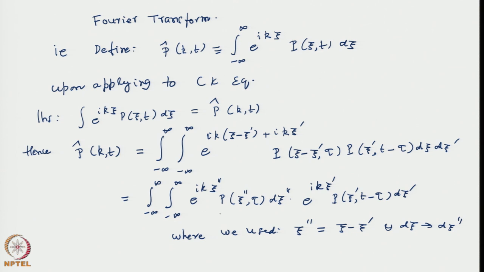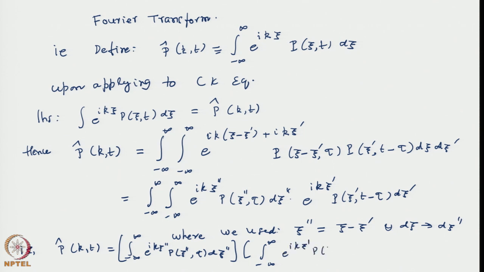So, now these two are independent integrals, there is no coupling between them. So, they simply become products. So, we get p caret k t will be one integral from minus infinity to infinity e to the power i k xi double prime p xi double prime tau d xi double prime, multiplied by another integral from minus infinity to infinity e to the power i k xi prime p xi prime t minus tau d xi prime. Now, this is exactly the Fourier transforms of the respective quantities, which leads us to a neat algebraic, but it is not just an algebraic equation, it is an algebraic product difference type equation.